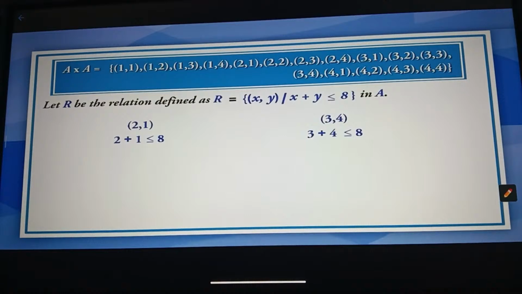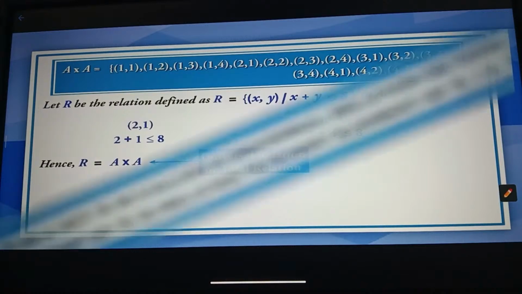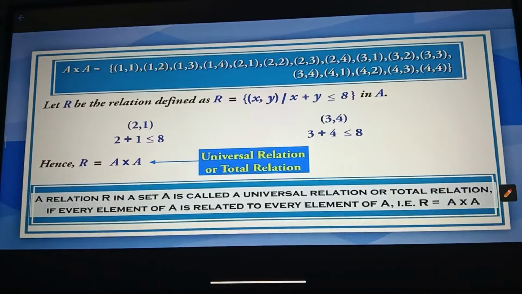Choose any arbitrary ordered pair from A cross A. Observe that the sum of its elements is less than or equal to 8. Here, all the ordered pairs satisfy the condition that the sum of their elements is less than or equal to 8. Hence, we get a relation R that has all the ordered pairs present in A cross A. This type of a relation is known as the universal relation or total relation.